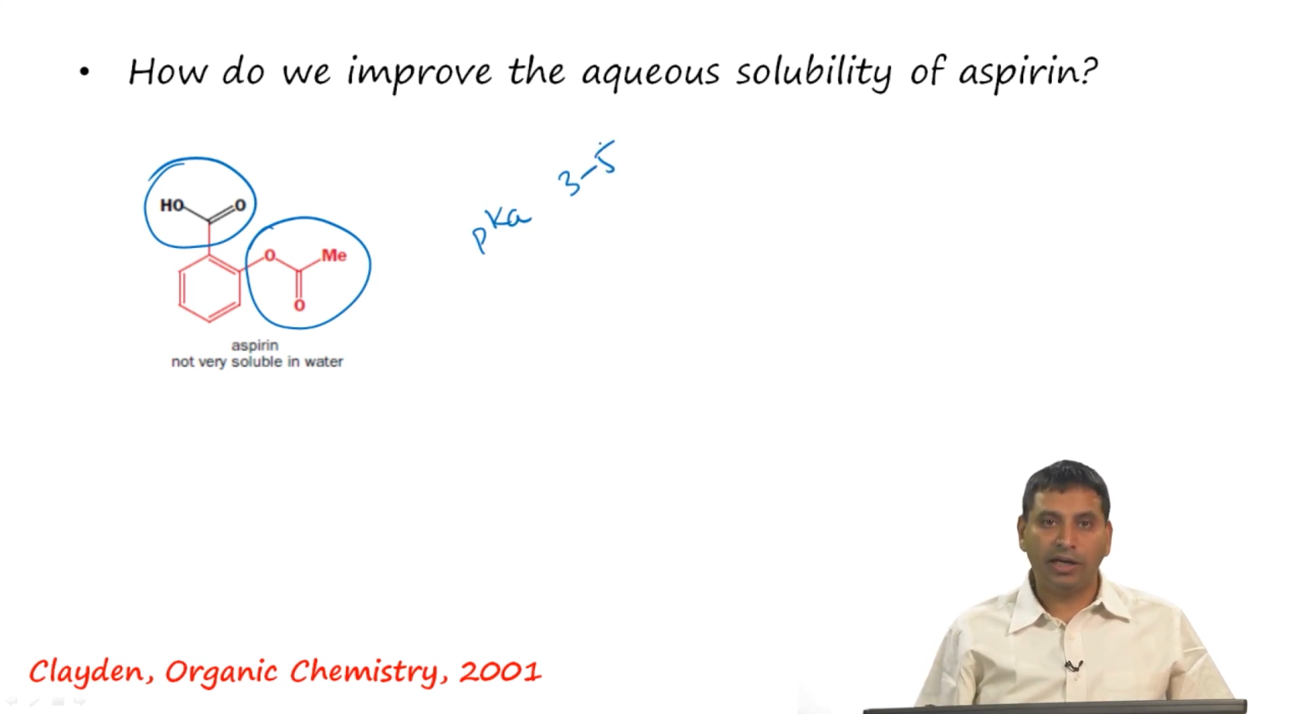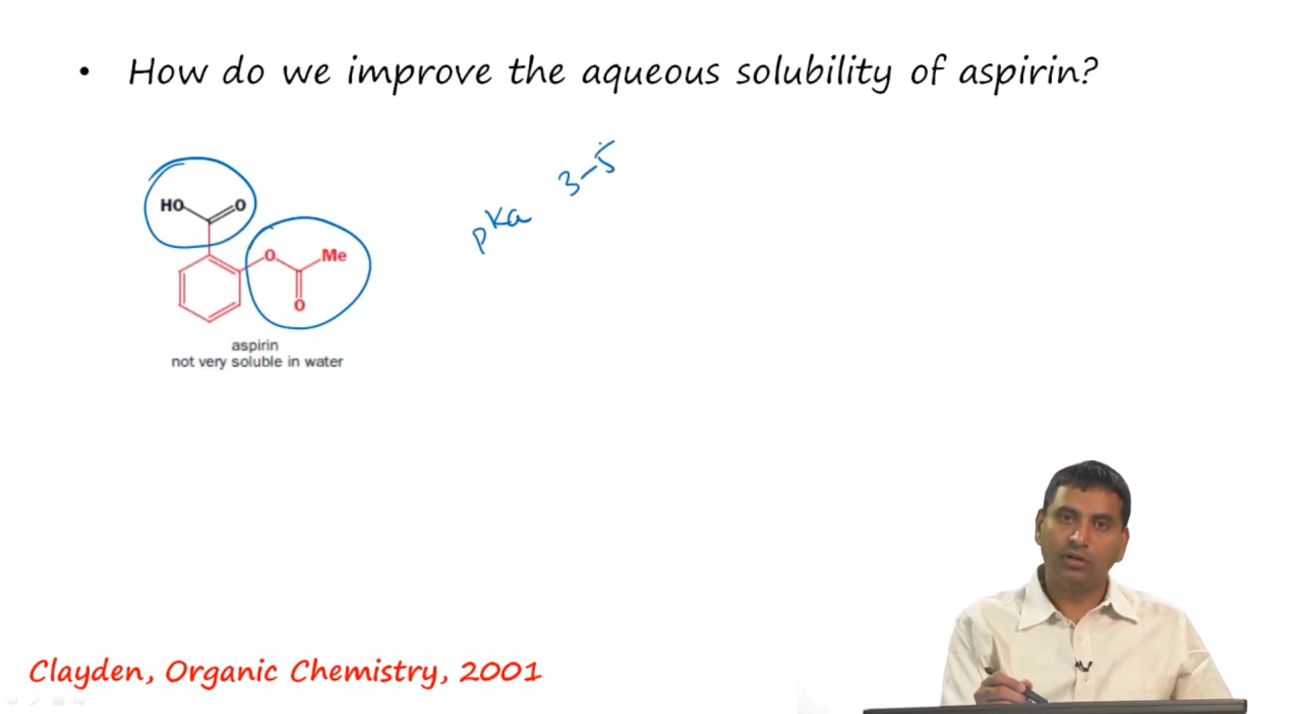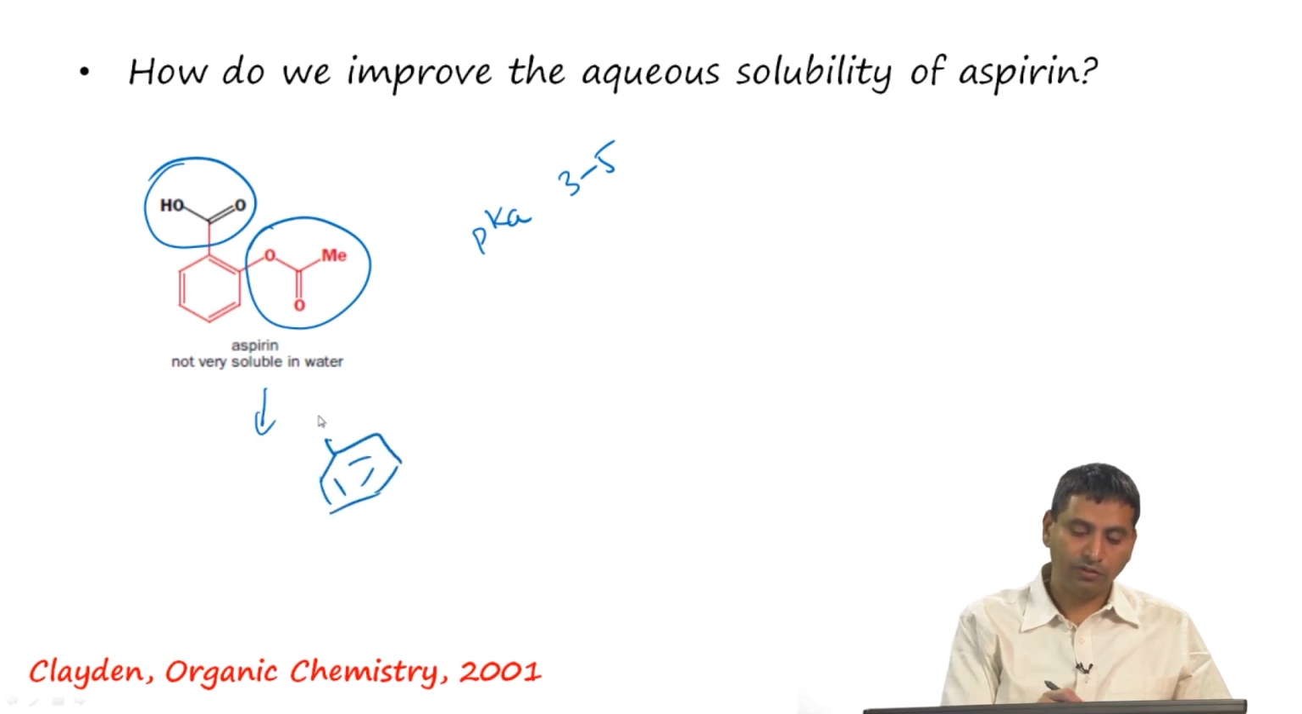Okay. So, if we make the medium slightly basic, that is, if the pH of the medium is a little bit higher than the pKa value, then it is quite likely that the carboxylic acid will be deprotonated. So, what we need to do is increase the pH, that is, make it a slightly basic pH, and then you can make it as a sodium salt of aspirin, which will be freely soluble in water.